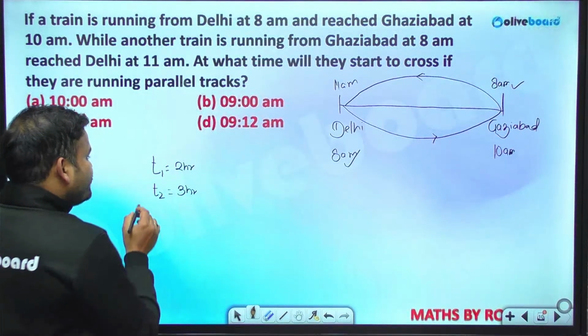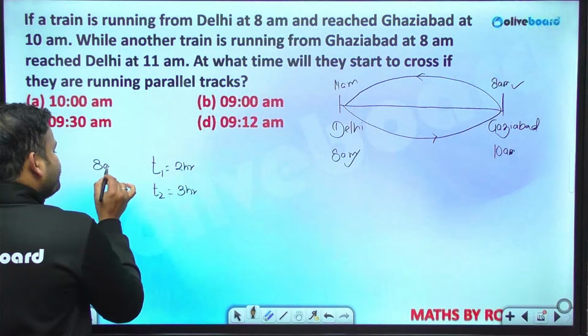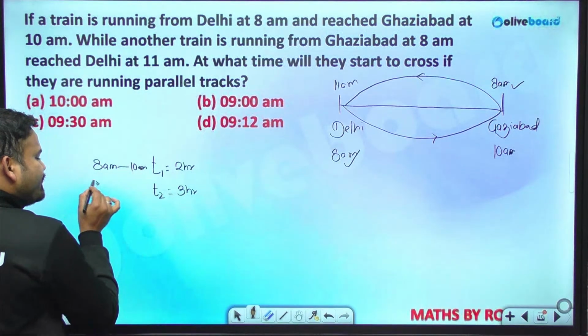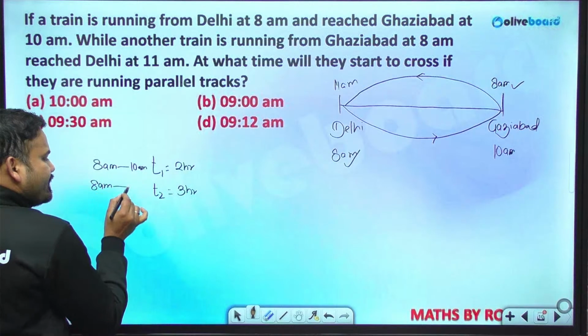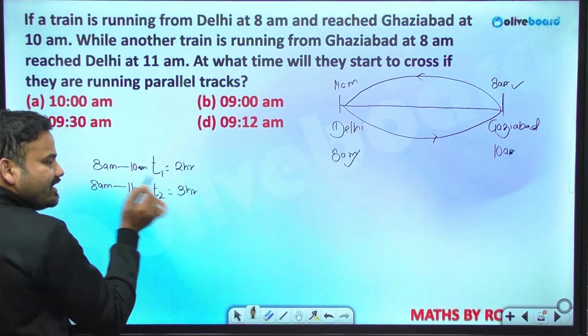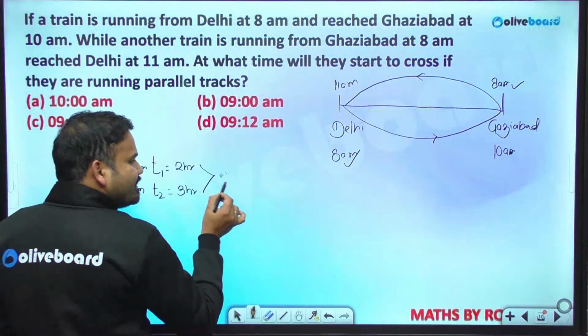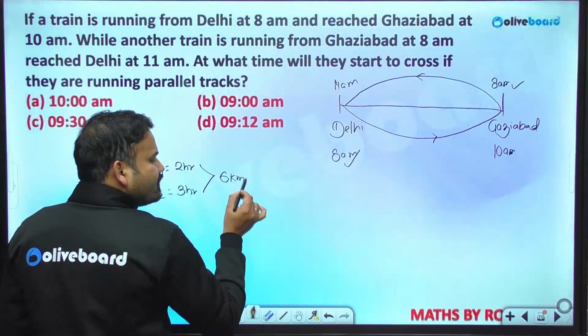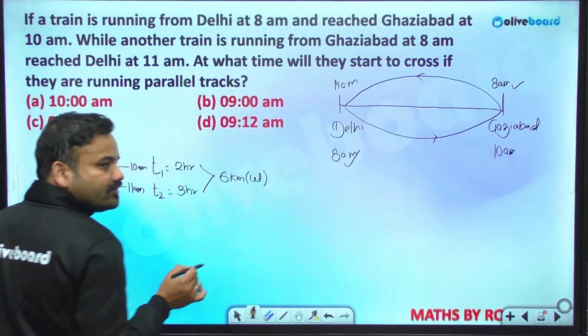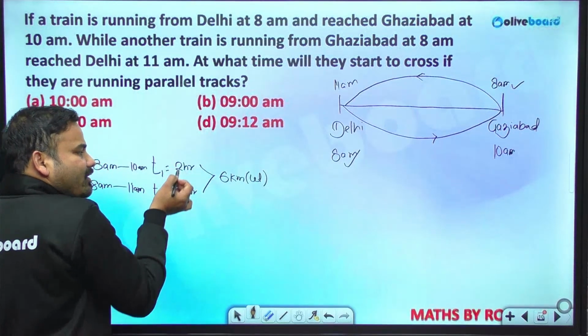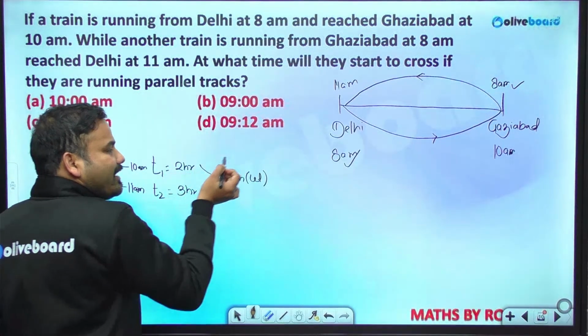So the first train starts at 8 am and reaches at 10 am. That means he is taking 2 hours for the entire journey, and the second train reaches at 11 am. That means he is taking 3 hours. So considering the distance as a multiple of 2 and 3, let's say the distance is 6 km. Any distance you can consider, but consider the multiple of time so that you can calculate speed very easily.